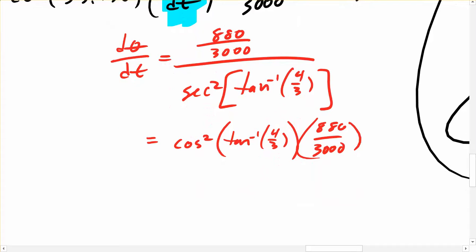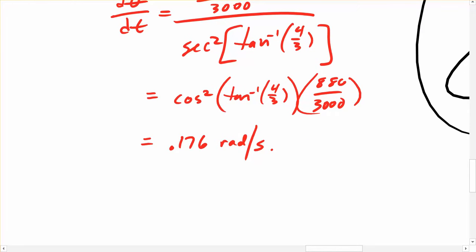What is it? Anybody have an answer? 0.176. That would be radians per what? What's the time unit? Second? Anybody get it in degrees? No? That sounds about right.